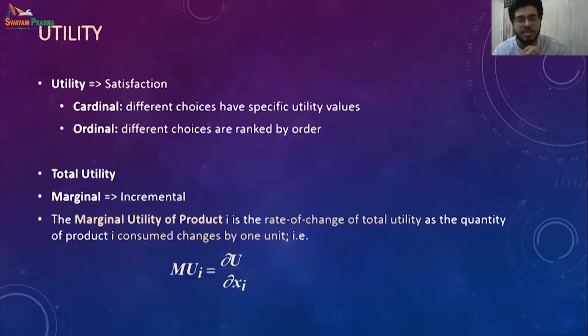Now, satisfaction can be derived in two ways. One is cardinal, another one is ordinal. What is cardinal? Cardinal says that different choices have specific utility values, often measured numerically. So whatever I eat, I can eat 2 apples and 4 oranges, and that has a numerical utility value. I can have 3 apples and 7 oranges, that has a value. I can have 10 apples and 20 oranges, that has a value. So everything has specific utility values, which is often measured numerically.